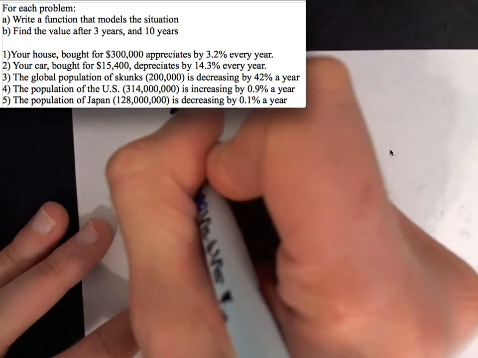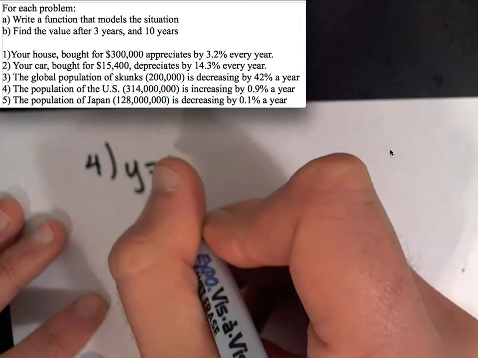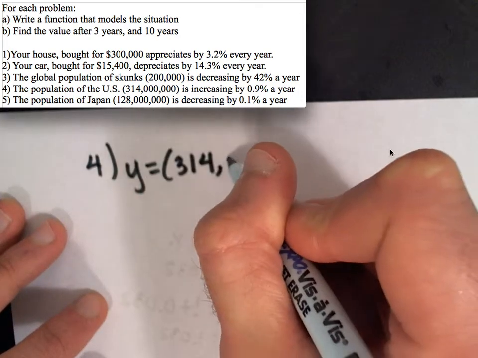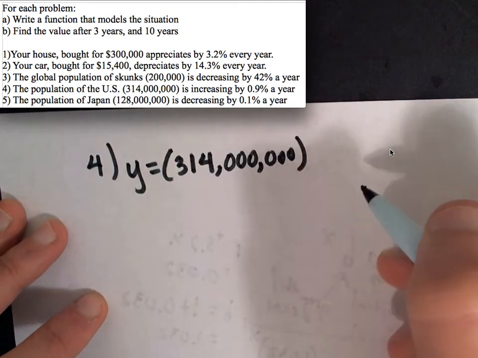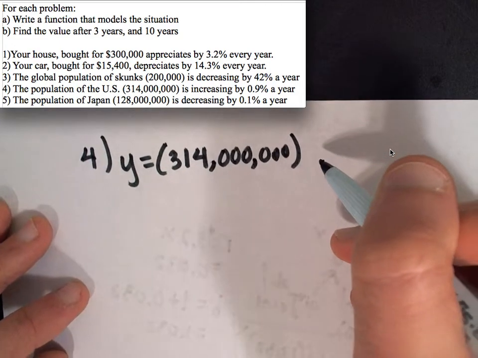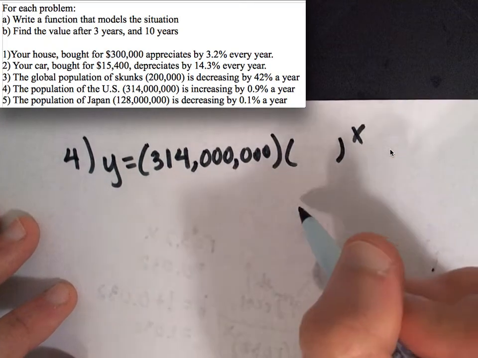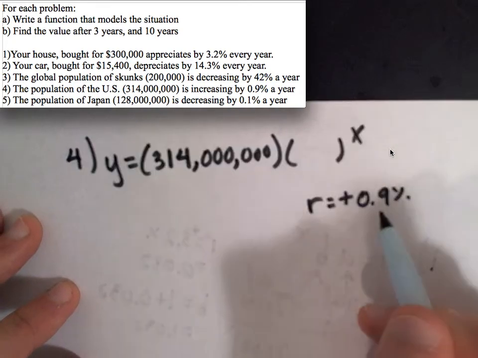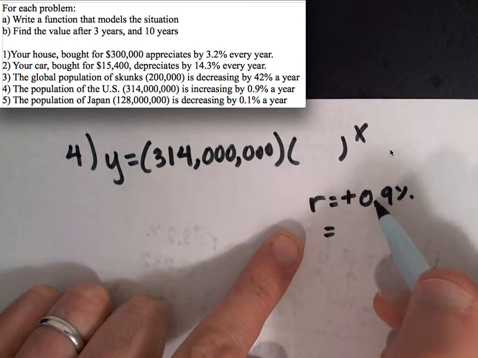Number 4. All right, the population of the U.S. This is fairly accurate, although I kind of rounded. 314 million. And it is increasing by 0.9% a year. So we'll figure out our B right here. So our rate, first off, it's increasing, so plus 0.9% increasing. Okay, so first off, let's change this to a decimal. Move it over twice.